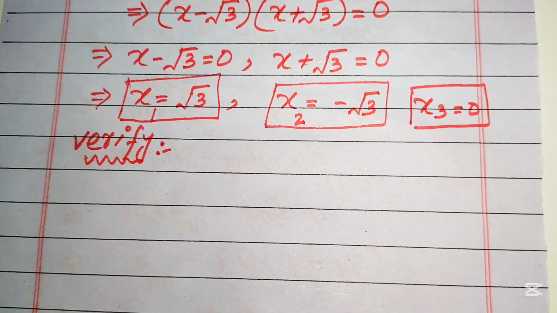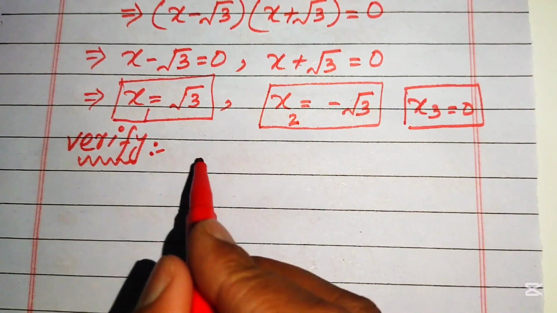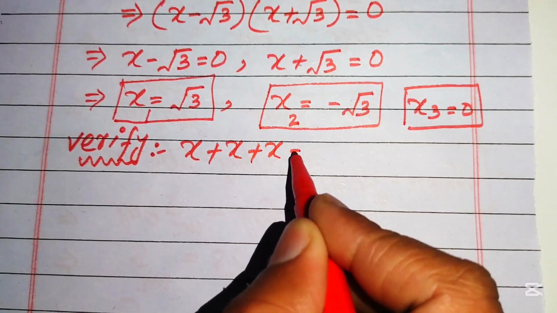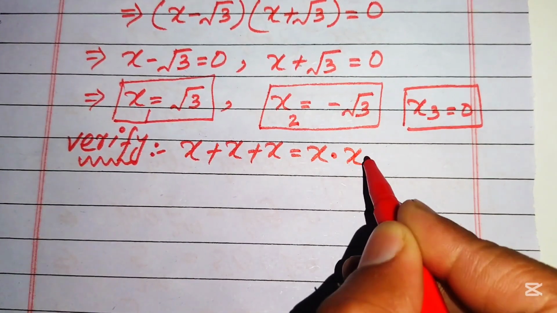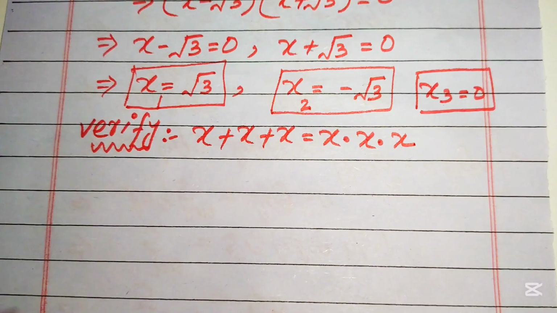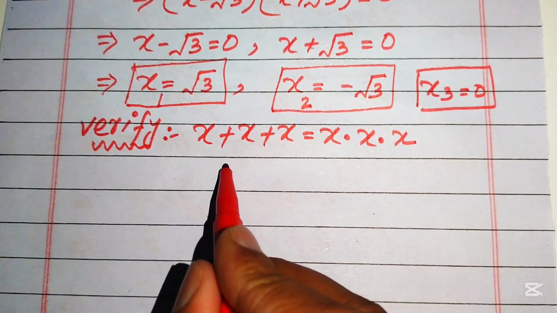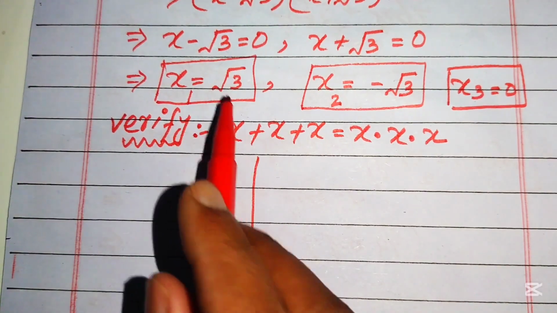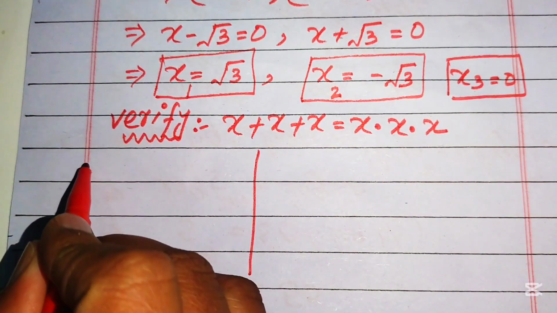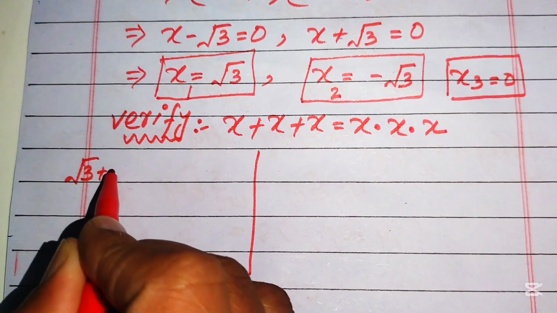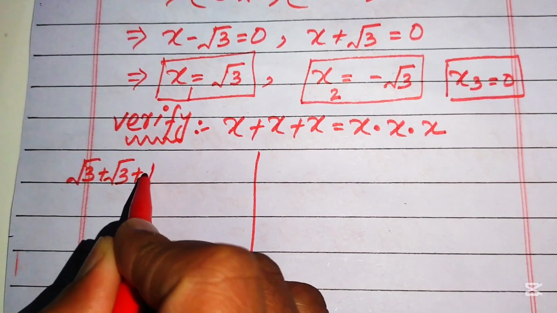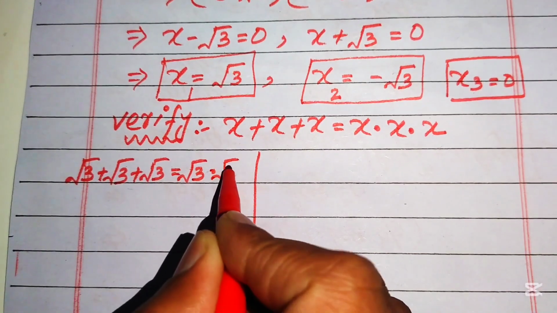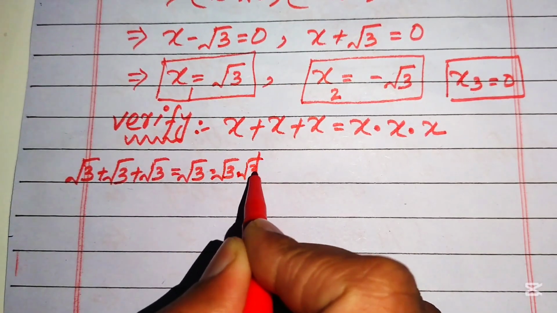In order to verify these three roots, first we need to copy down the given question statement, which is x plus x plus x equals x into x into x. First we verify the first value. We substitute x1 equals square root of 3 on both sides, so it will be written as square root of 3 plus square root of 3 plus square root of 3 equals square root of 3 multiplied by square root of 3 multiplied by square root of 3.